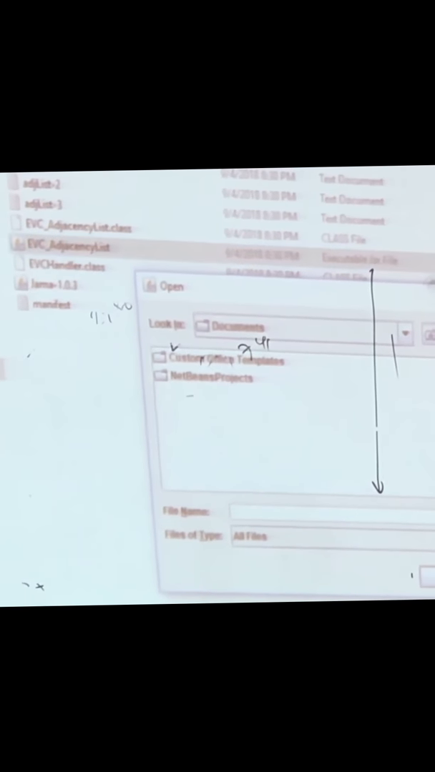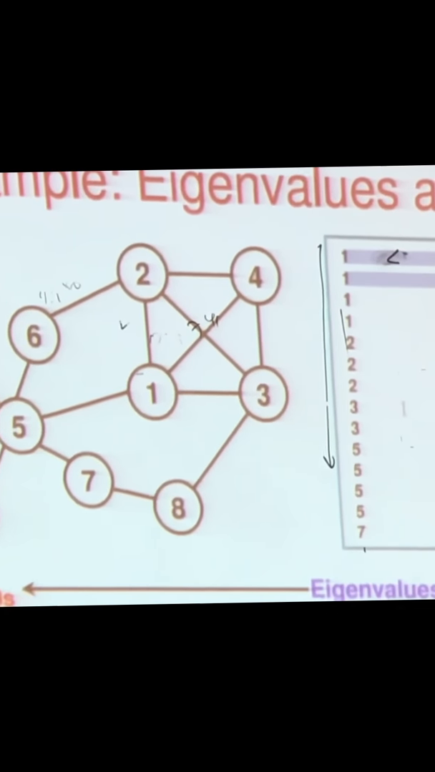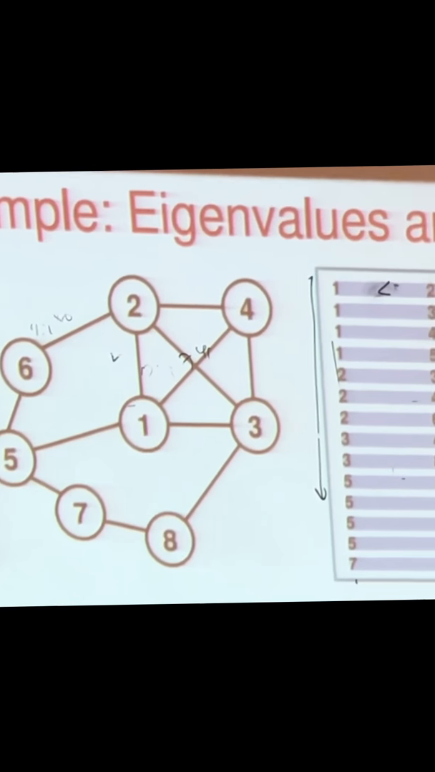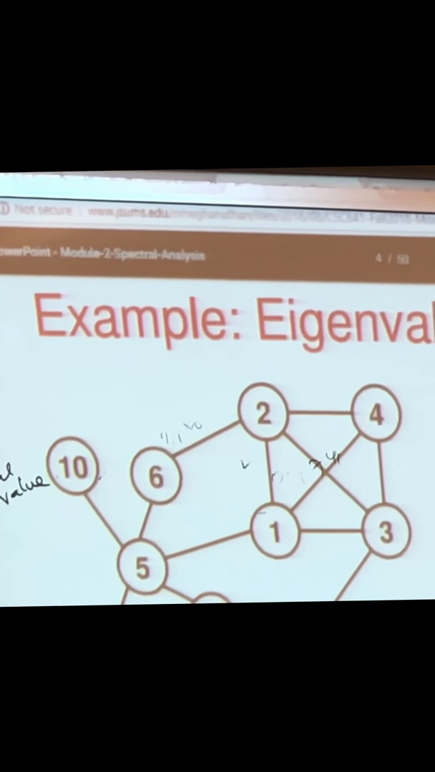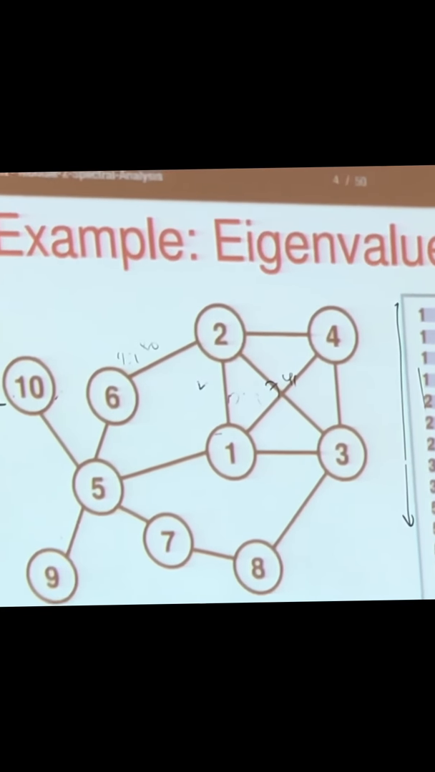Once you double click, it will open up a dialog box, a window from which you can choose the file. Which file to choose? You have to type up this list information and store it in a text file. I have given some sample text files there as adjacency list 1, 2, and 3. Those are sample adjacency lists for some other graph. For your given graph, we have to type the adjacency list.